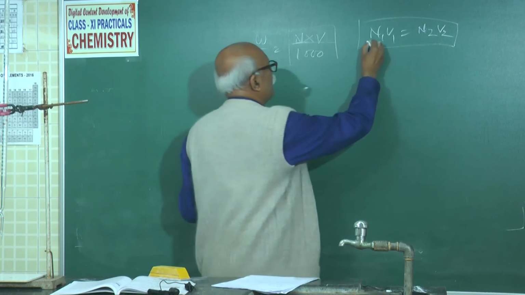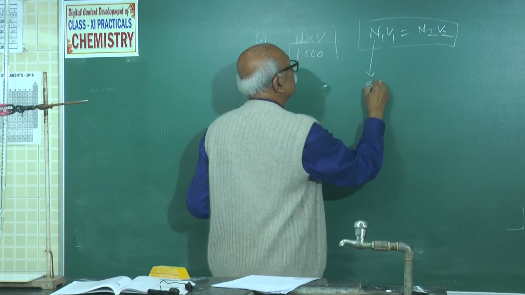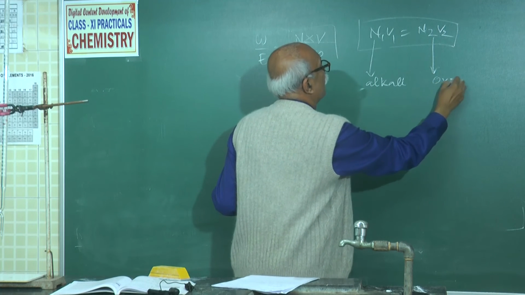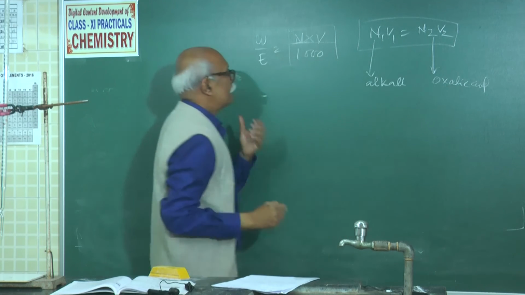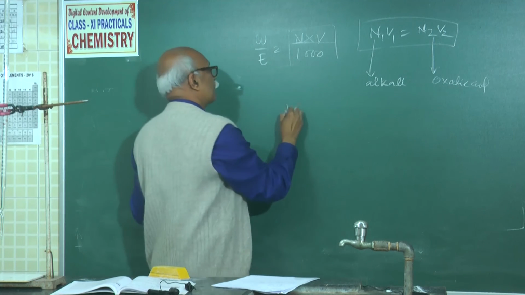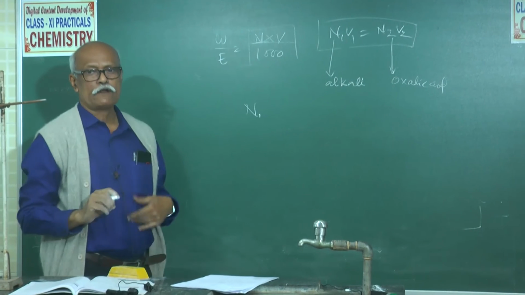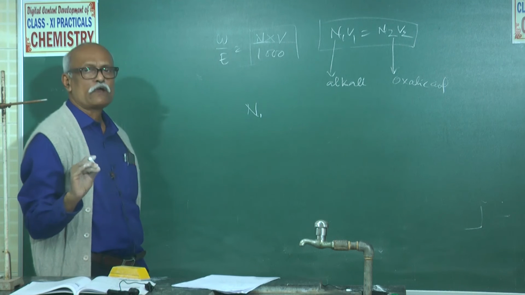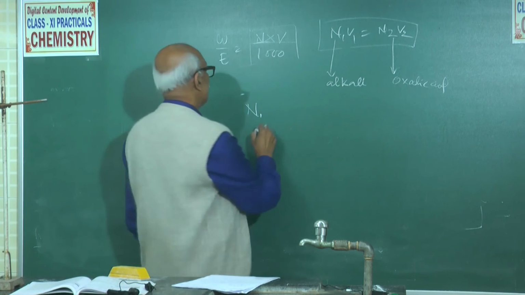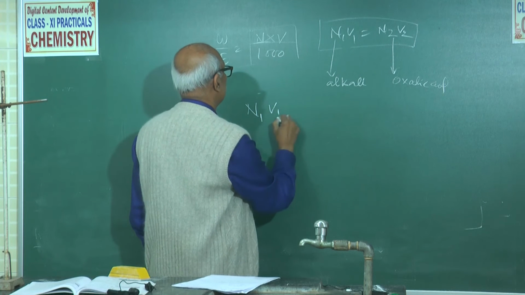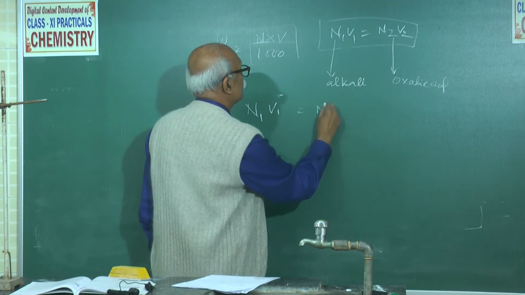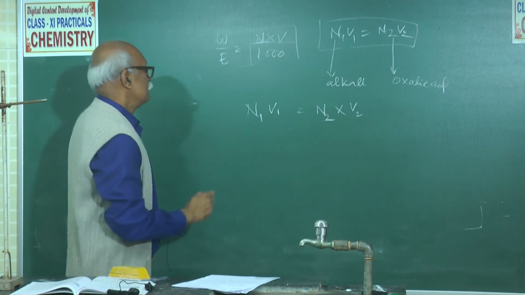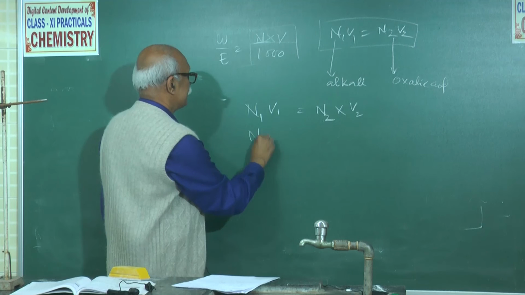So, you see, normality of, say, this is for alkali, this is say for acid, and here the acid is oxalic acid. So, alkali normality we have to calculate, because that is not a standard solution. We cannot prepare exactly N by 10 of sodium hydroxide. Normality is N1, V1 is the volume of alkali. N2 is the normality of oxalic acid, V2 is the volume of oxalic acid. So you have to calculate the normality.